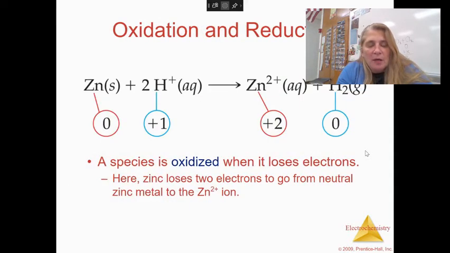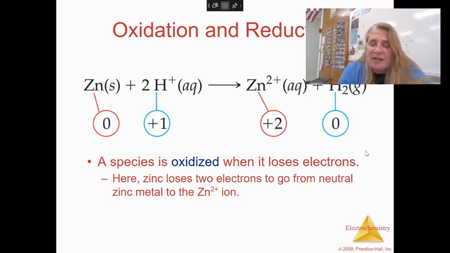So oxidation and reduction have to occur together. A species is oxidized when it loses electrons. Now we have to remember that electrons are negatively charged. So when you lose electrons, you actually become more positive. So if you lose the negativity, you become positive.